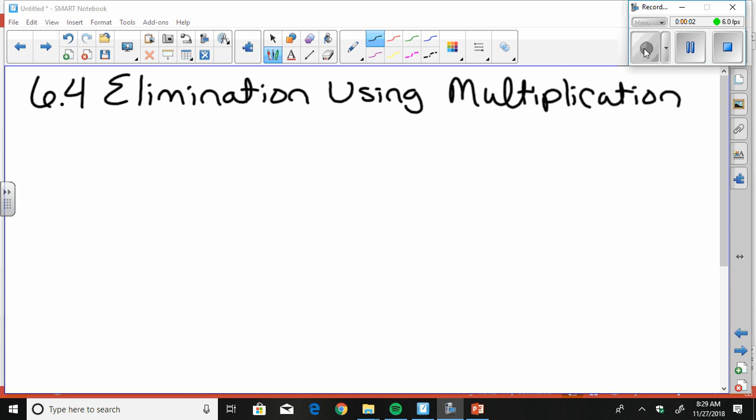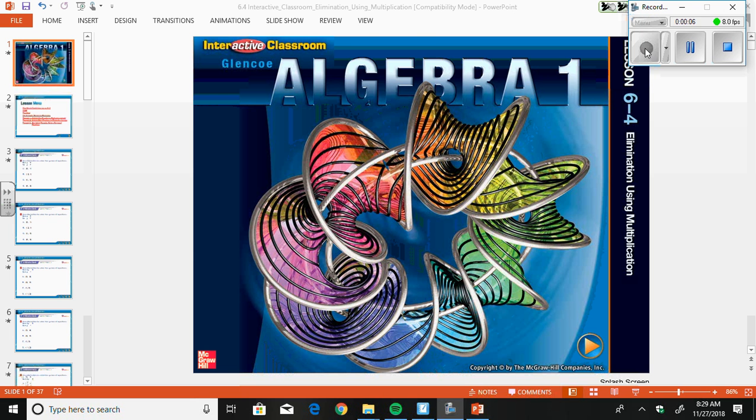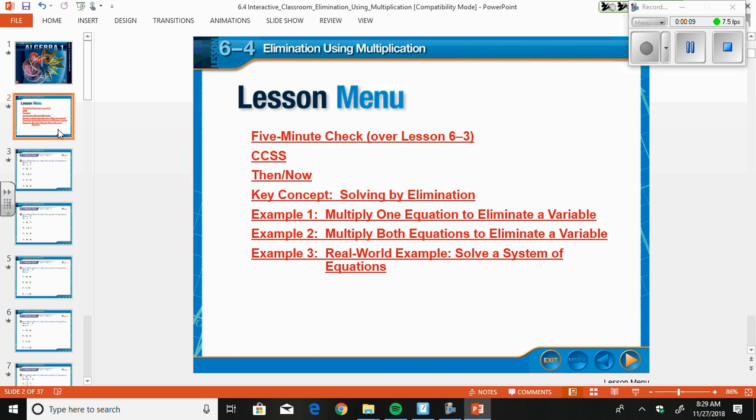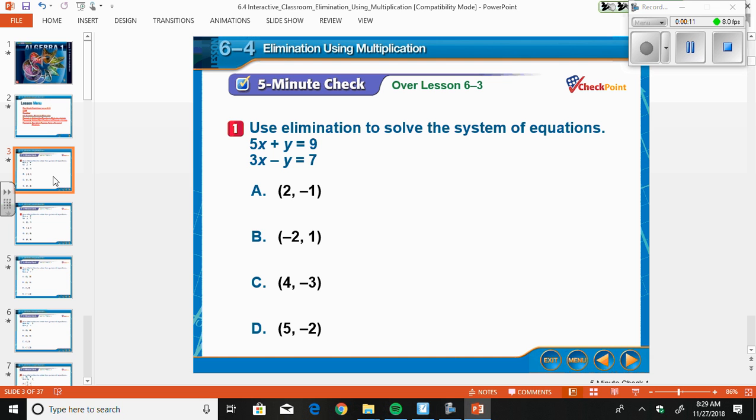Chapter 6, Section 4, Elimination using Multiplication. We have our lesson menu here, telling us we're going to do 3 examples. First, we're going to do our 5-minute check, so using elimination to solve the system of inequalities.